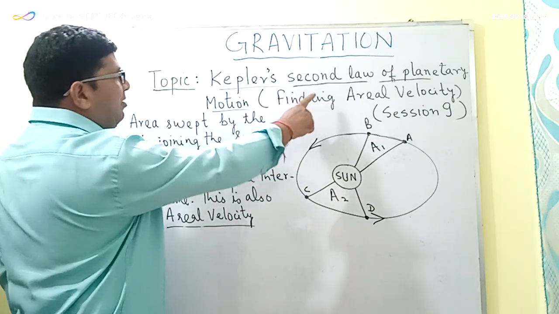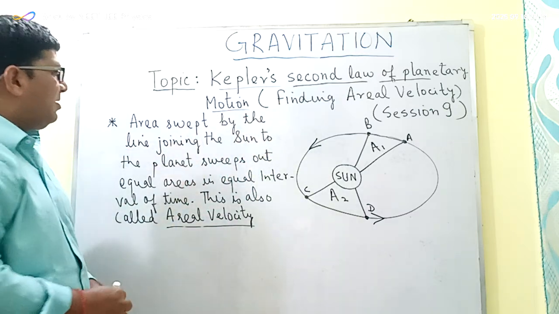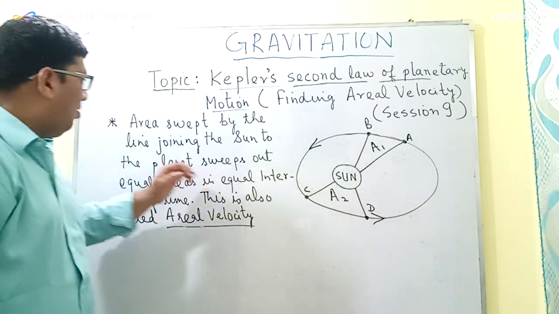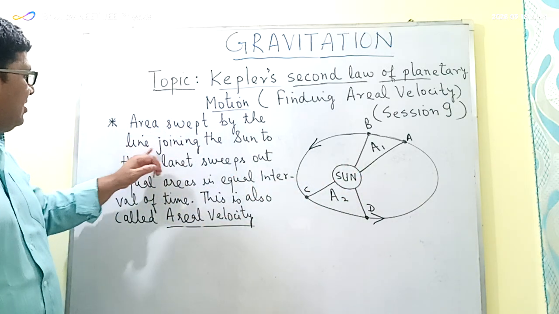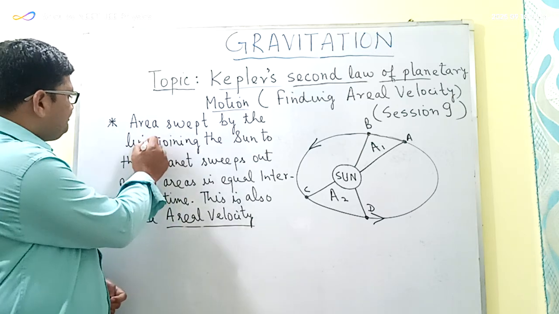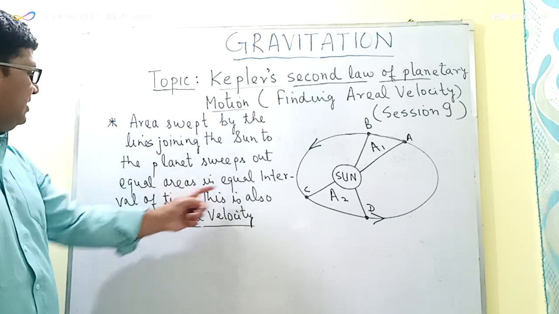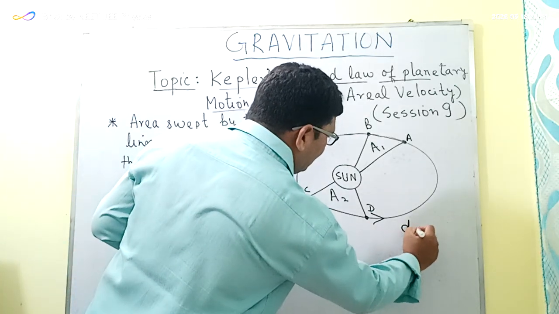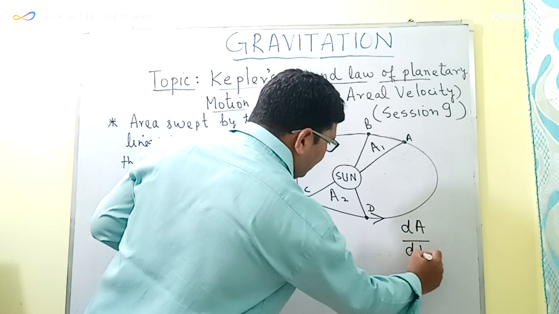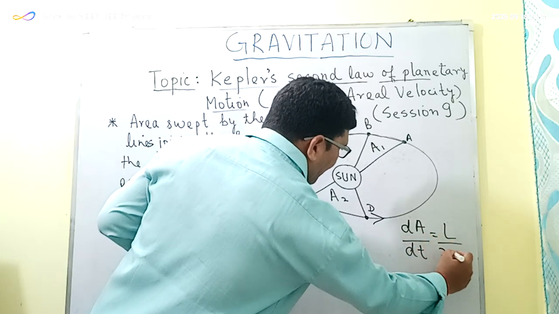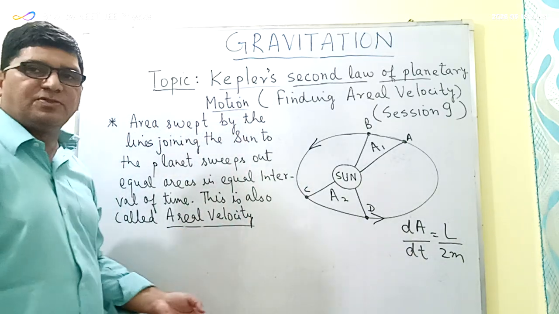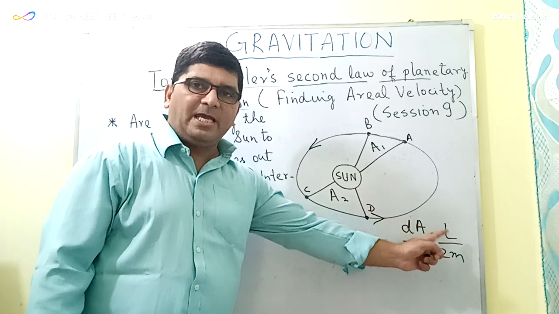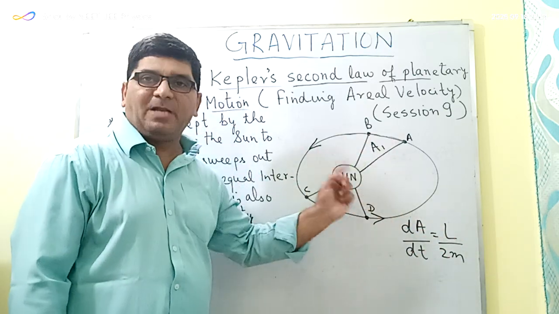As per Kepler's second law of planetary motion, the planet sweeps out equal areas in equal intervals of time, or in other words, the line joining the sun to the planet sweeps out equal areas in equal intervals of time. This is called the areal velocity, and it is given by the equation dA/dt = L/2m. This is the formula which we will be deriving just now. Here L is the angular momentum of the planet.